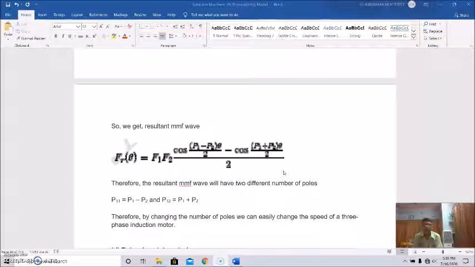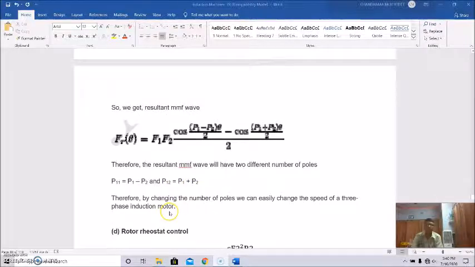This shows that the resultant MMF wave will have two different numbers of poles: one, P11, which is the difference of the poles of the original MMF wave and the modulation wave, and the other, P12, which is the sum of these two, P1 plus P2. Therefore, by changing the number of poles, we can easily change the speed of the three-phase induction motor. In detail, it can be discussed in many ways, but we are not going for a total discussion. We are just talking about the methodology, how it can be done.